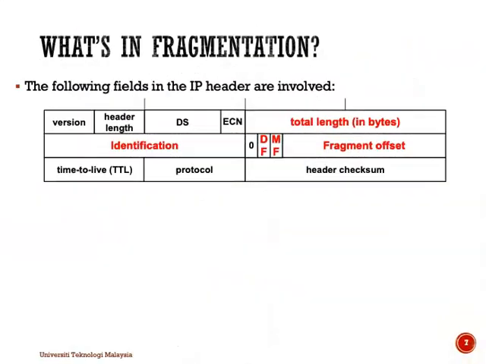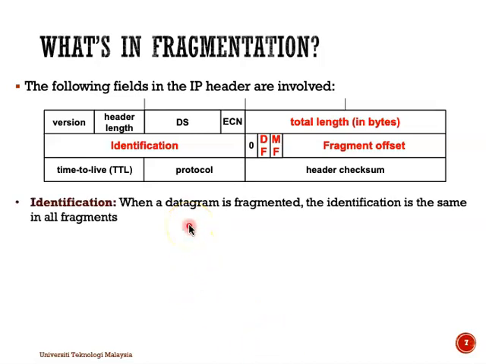So what's actually in the fragmentation process? This is the IP header. The fields that I put in red ink show the IP header fields involved in the fragmentation process, which are total length in bytes, identification, the flags DF and MF, as well as the fragment offset. So here we have to recall the knowledge that we have learned from the previous lesson.